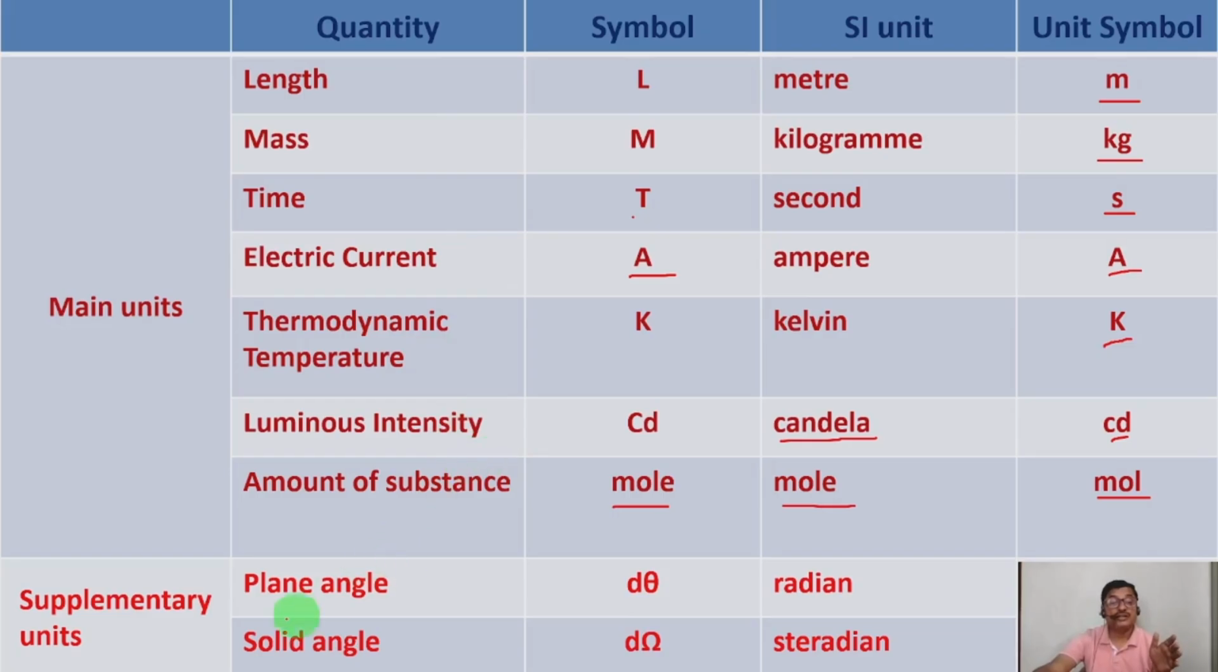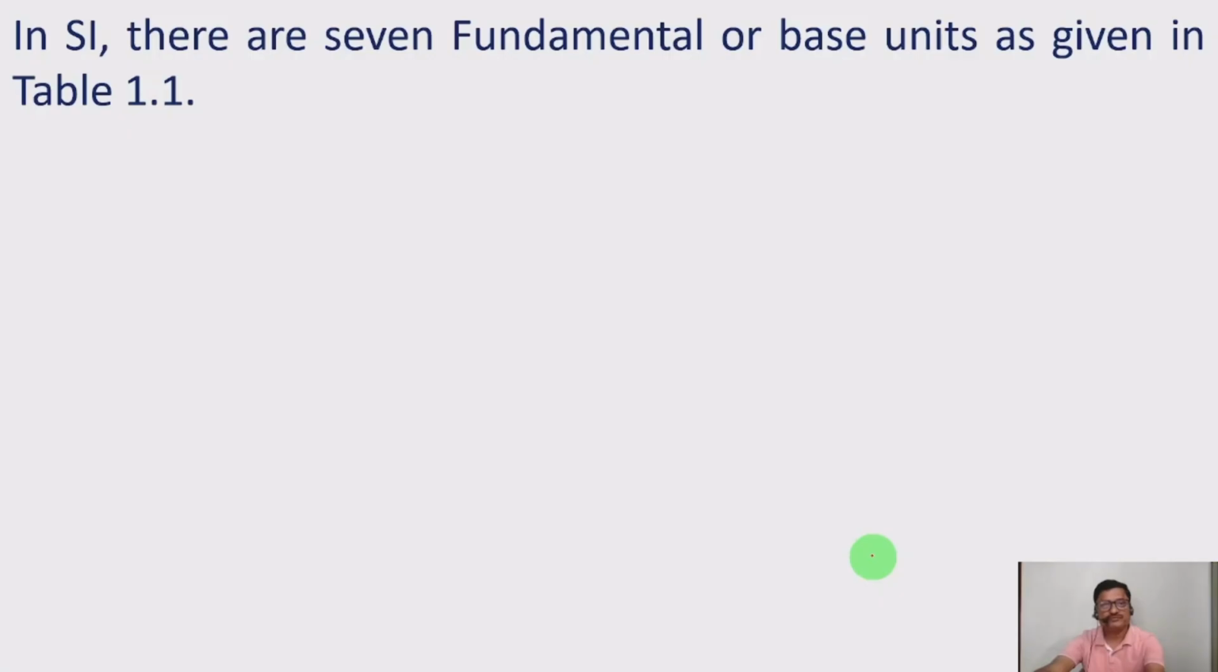Along with that, there are two supplementary units, which concern angles. The one is plane angle, whose symbol is dθ, and SI unit is radian, with unit symbol RAD. Another is solid angle, with physical quantity symbol dΩ, and SI unit is steradian, with unit symbol SR. Then how these angles are to be considered, that I will take, and the definitions of all these units I will discuss further.